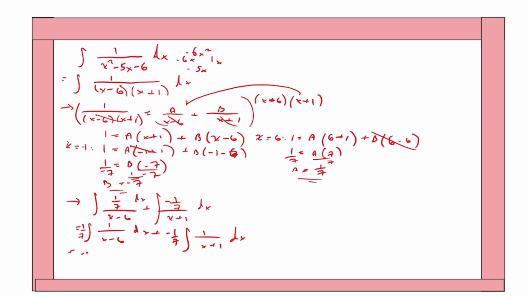So basically, it's going to be negative, not negative, just 1/7, so 1/7 the ln, remember its absolute value, of x minus 6, minus 1/7 ln of x plus 1. And then you can't forget the classic plus c. So this is our answer. So this is partial fractions in a nutshell.